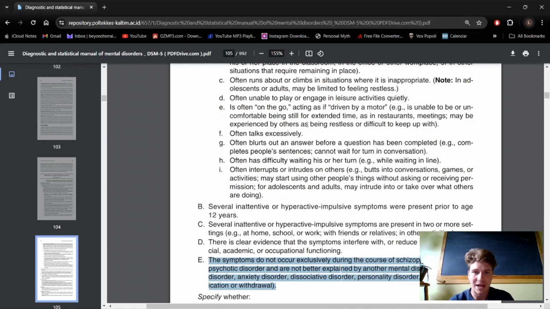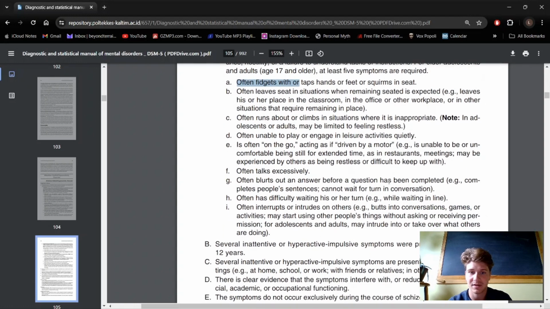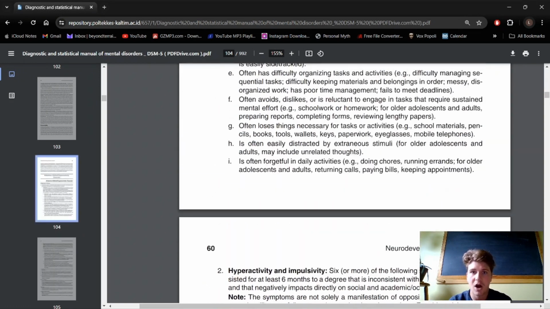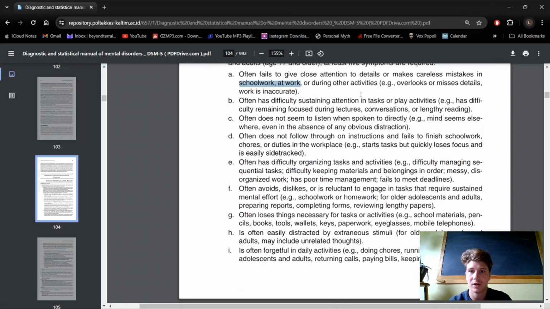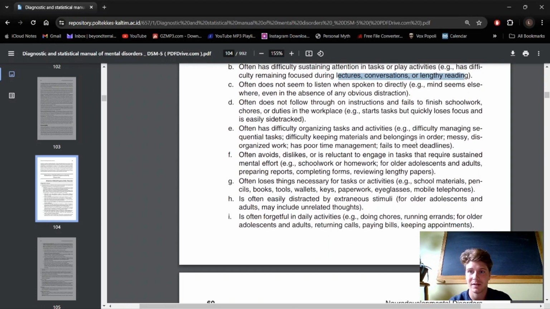Of course, this is subjective, right? Often talks excessively, very subjective. Often fidgets or taps hands or feet or squirms in seat. It's very subjective. All of this is very subjective. The other thing that I want to highlight is that often they reference schoolwork, work, or other activities, right? Lectures, conversations, or lengthy reading.